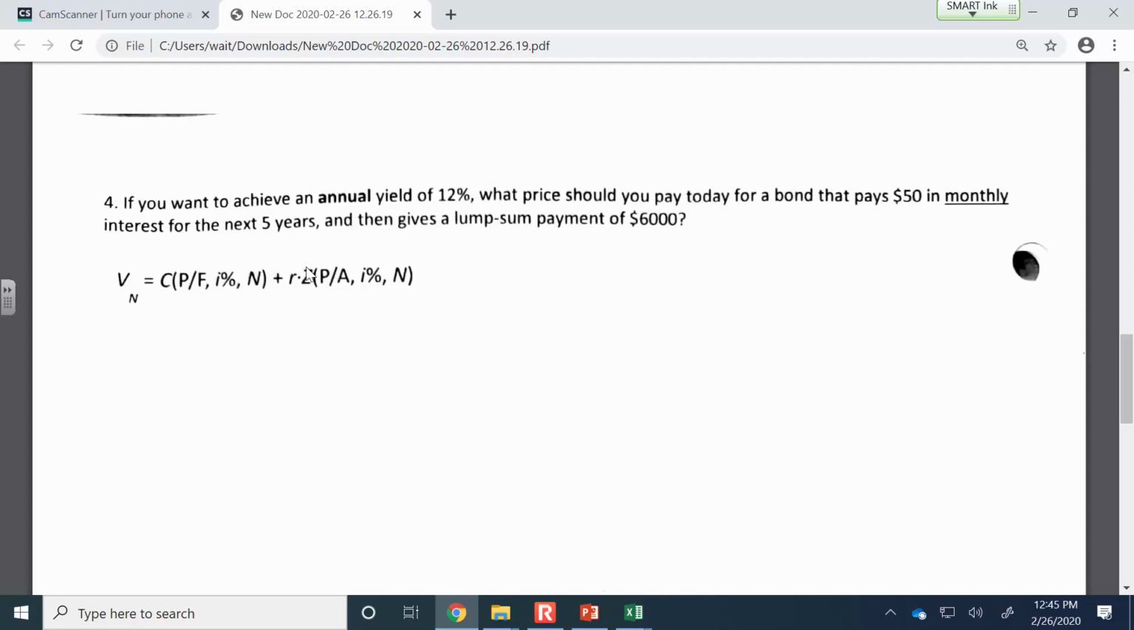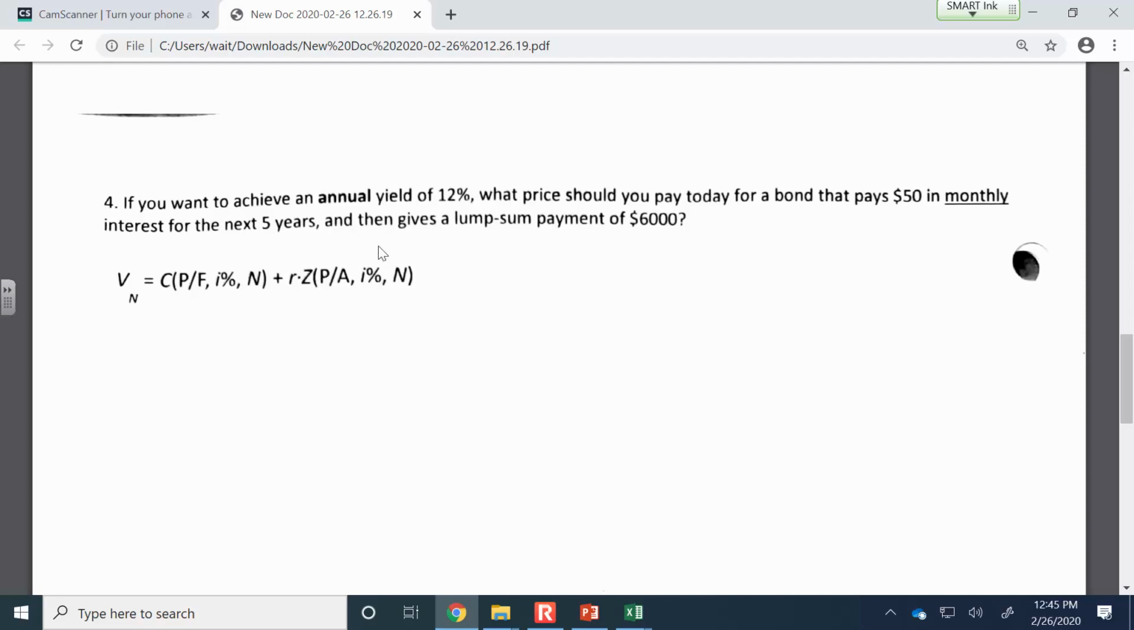So we could draw a cash flow diagram of what that looks like. It looks like 1, 2, 3, 4, all the way out through 60, and the A is $50. We want to know what is the present equivalent of that $50 payment.